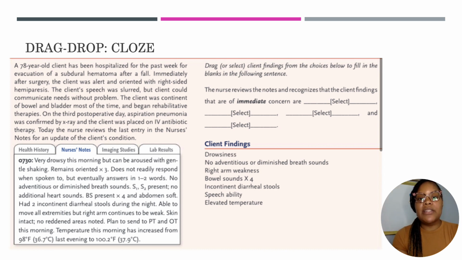So let's go back to the problem. It said the nurse reviews the notes and recognizes the client findings that are of immediate concern. So now let's go to our client findings. So we know we can choose 4 priorities. So now we're going to take each answer choice one at a time. So, are you concerned about this patient drowsiness? Is that something that we should be concerned about, that patient drowsiness?